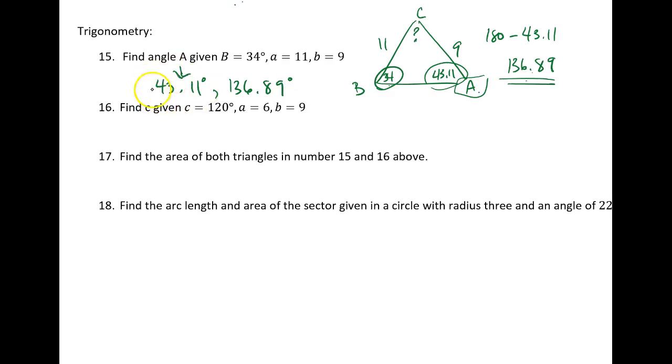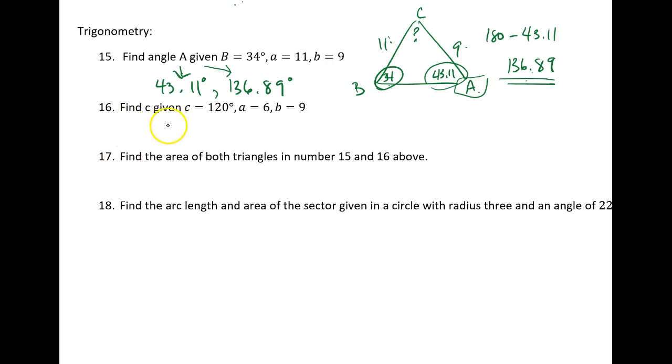So this is not the only option. This is one of the angle A's that the calculator gave you, but you're going to have to know that if it's an SSA, you can find a second angle A for this triangle. So the ambiguous case is a lot of fun, but luckily it only happens on an SSA. Okay? Alright, now we move on to 16.